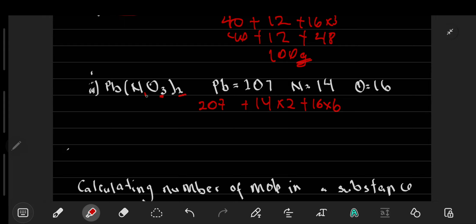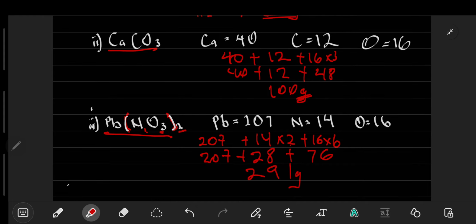We have 1 nitrogen here. 1 times 2 would give us 2. So this 2 is for only the values we have in this bracket. Okay, so that is going to give us 207 plus 28 plus 76. When we sum all of these up, we are going to get 291 grams. So the formula mass for lead trioxonitrate 5 is 291 grams.